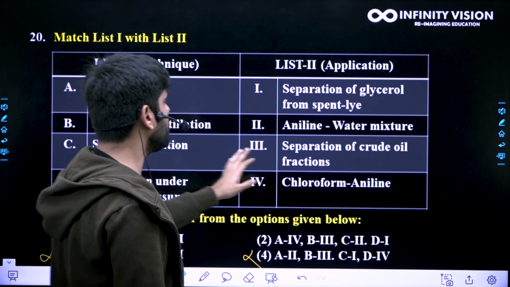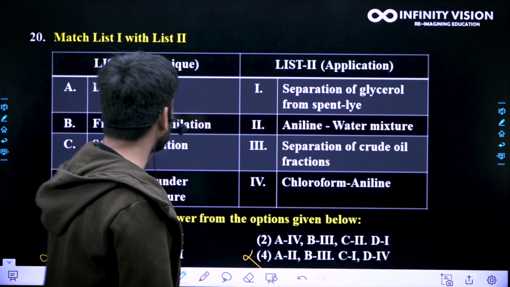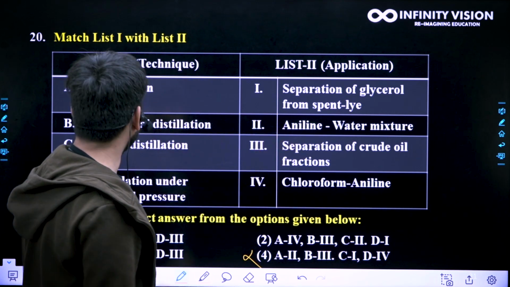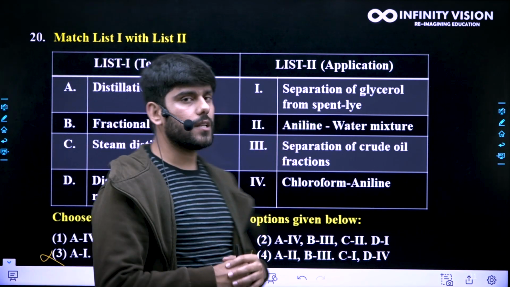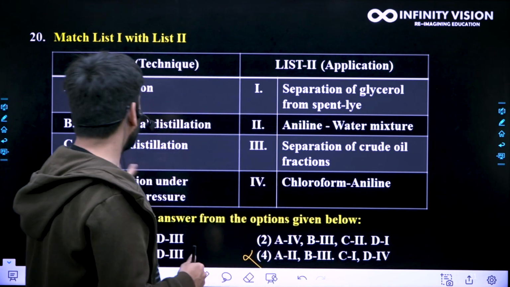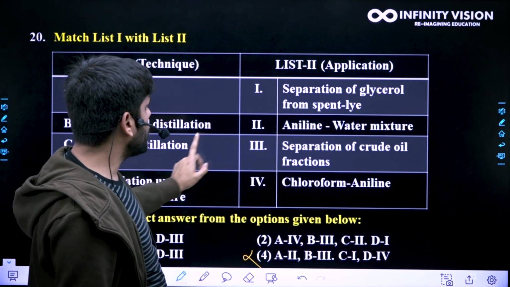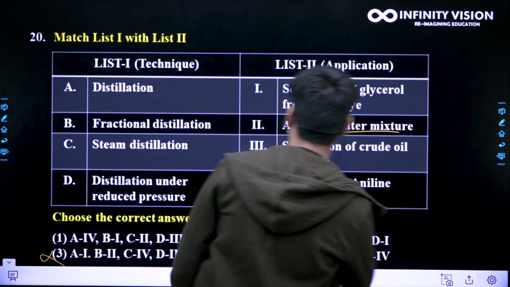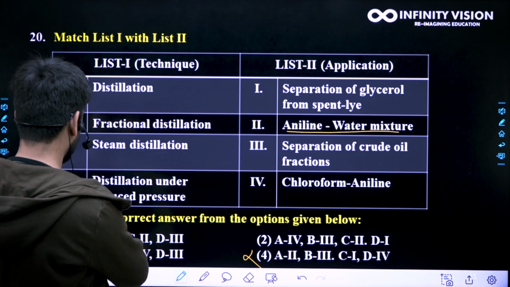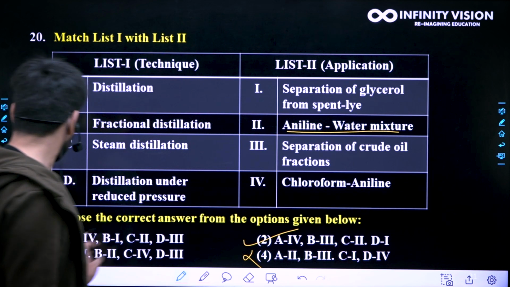Fractional distillation: separation of crude oil fractions, petrol, diesel, gasoline, right? Yes, so separation of crude oil fractions via fractional distillation. Steam distillation, what is steam distillation? It is used to separate compounds which are steam volatile and also immiscible with water. So steam distillation is for the aniline and water mixture. So C goes with 2, and B goes with 3. So second is the right answer.